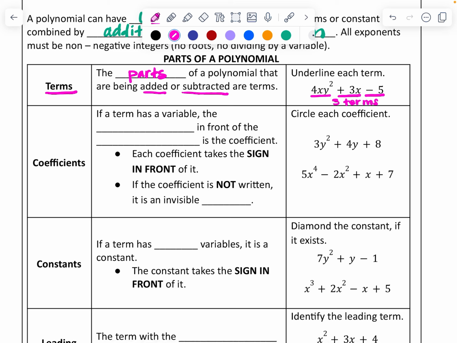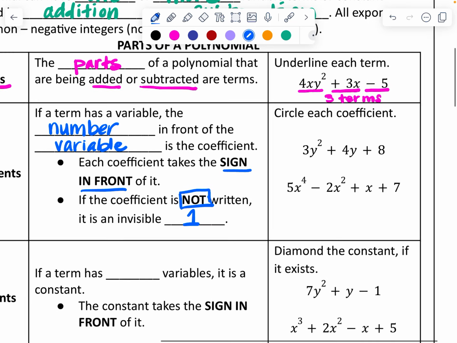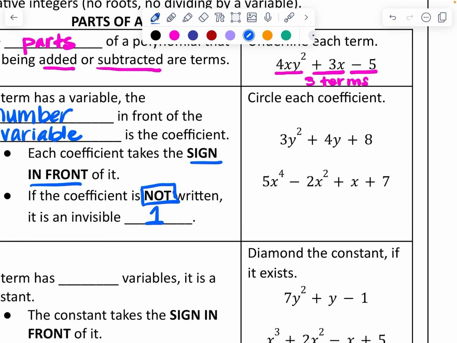Coefficients. If a term has a variable, the number in front of the variable is the coefficient. Each coefficient takes the sign in front of it, just like we talked about in the example in pink. If the coefficient is not written, it's an invisible 1. So we're going to circle the coefficients in these two polynomials. We're not going to circle the whole term. We just want the coefficient.